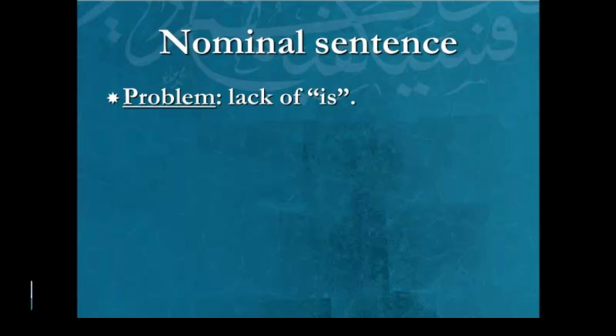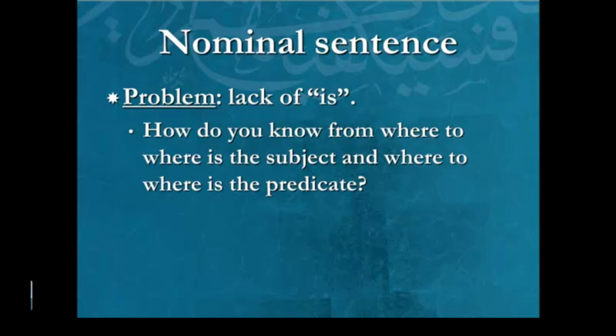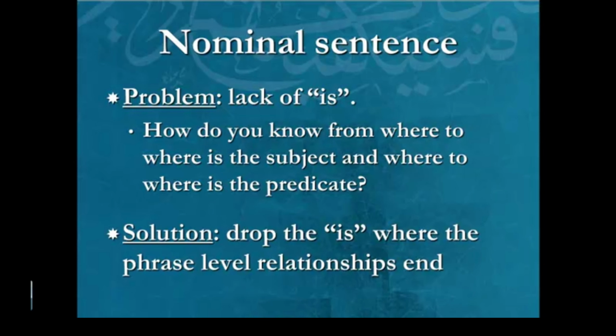So here's how this problem is solved. The lack of "is" issue is solved by going from right to left, because Arabic is written from right to left, and looking between each two words, each pair of words, for one of those sanctioned phrase level relationships, 2 of which have been given to you in the previous video, and the rest will be given to you over the course of the next 7-8 weeks.